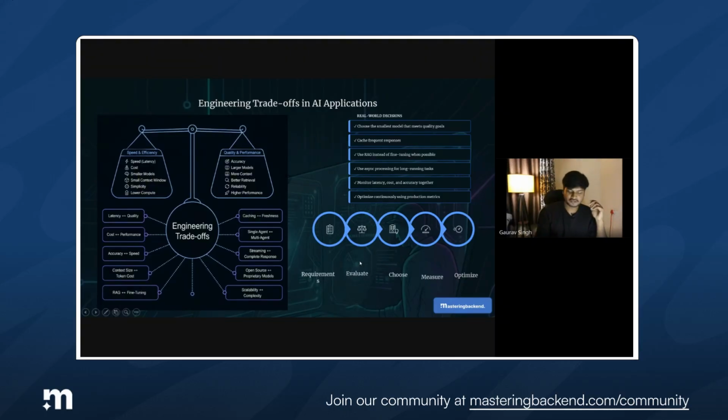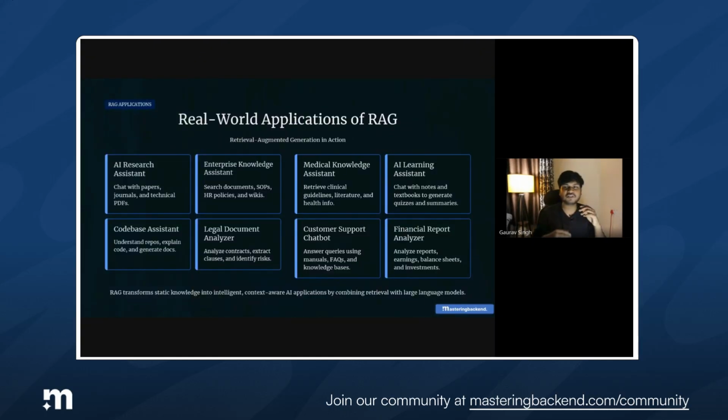Okay, so now I am giving you some AI examples. After this workshop, you are going to build this type of application by yourself. You can build your AI research assistant, a medical knowledge assistant, a customer support chatbot, or a financial report analyzer. These are the real world applications of RAG. You can build them by yourself.